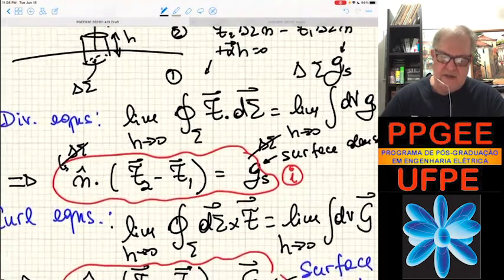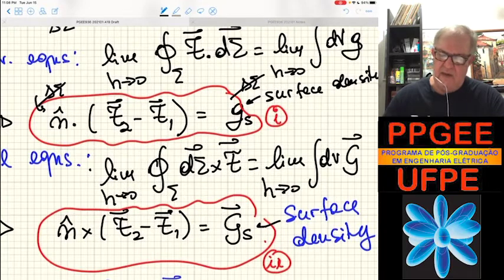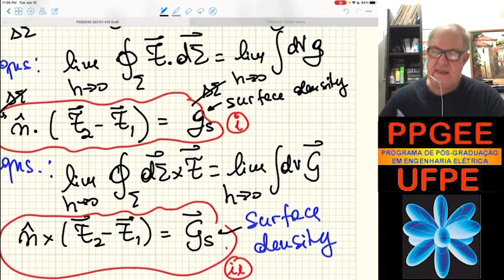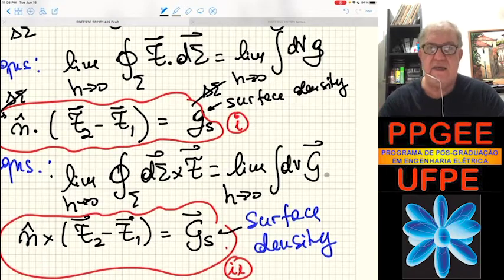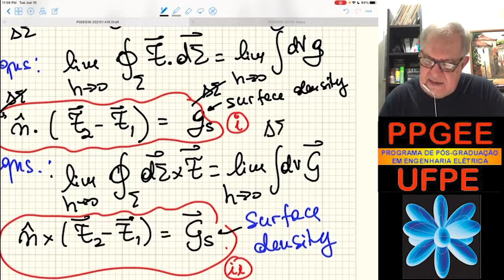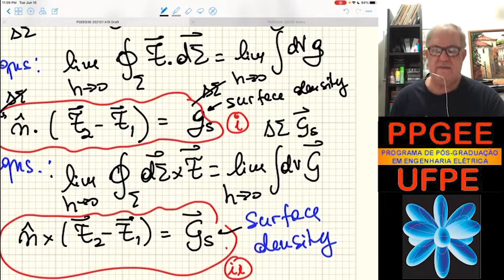For the curl equations, on the other hand, we use the same principle, right? The limit as H goes to 0 of this integral equals the limit of this volume integral. Again, in the limit, this might be a current density, for instance. This might have a limit, okay? A surface current. So this is going to be delta sigma times J on the surface.